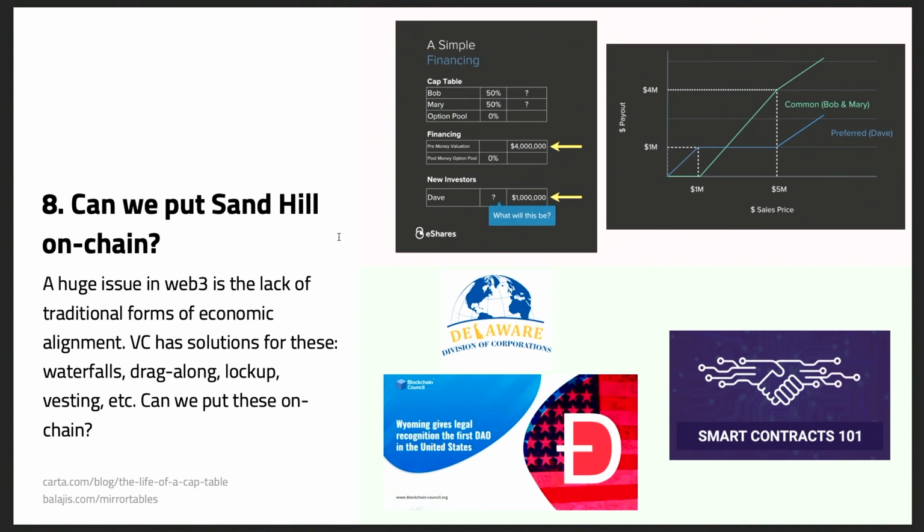Can we have alignment so that, when folks are buying into a coin, buying into a token, it's not a question of, okay, a bunch of people buy in and the guy who sells first wins. Perhaps there could be co-sale rights. Perhaps there can be ROFRs. Perhaps there can be things that have been used to align economics in the venture capital world that we can bring selectively into the crypto world, right? Things like waterfalls, drag-alongs, lockups, vesting. Can we put these kinds of things on chain?